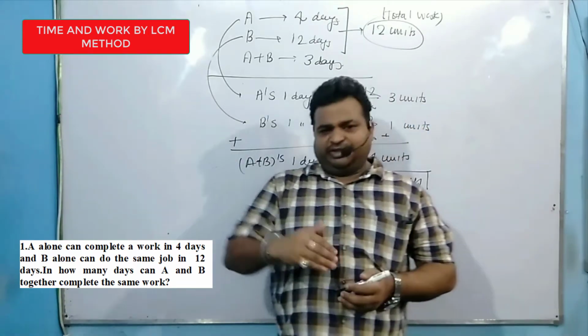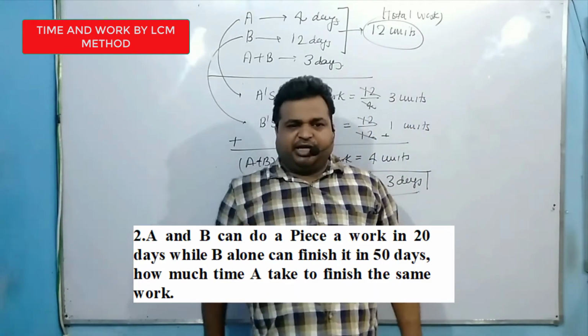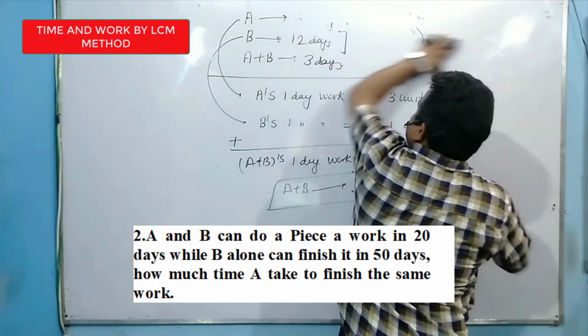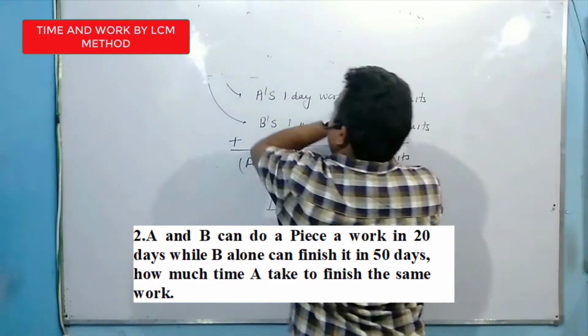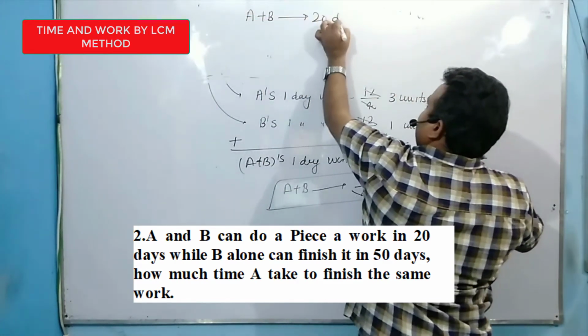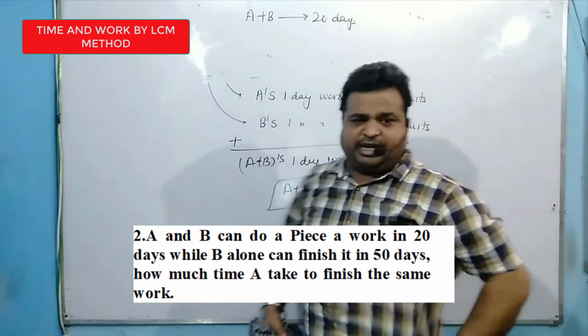Now move to the second one. What is mentioned? A and B working together can do a piece of job in how many days? 20 days. So in how many days do A plus B do the work? They do it in 20 days. Okay, this is mentioned.